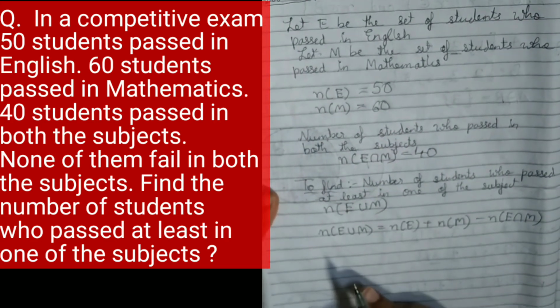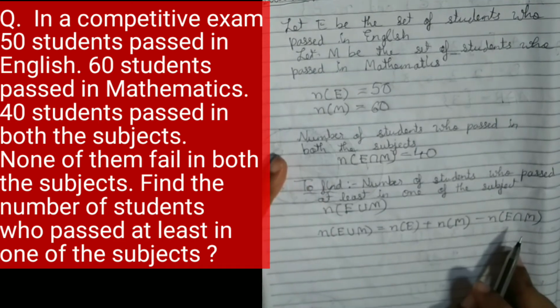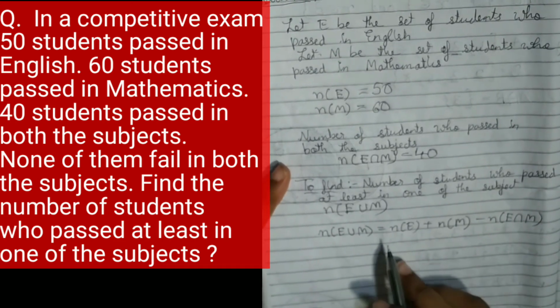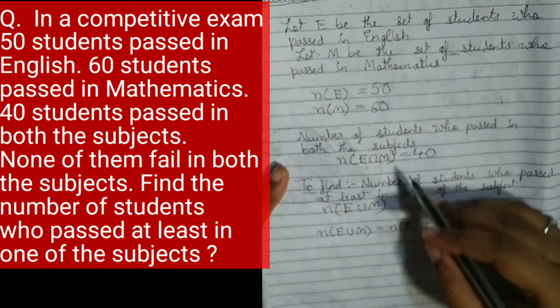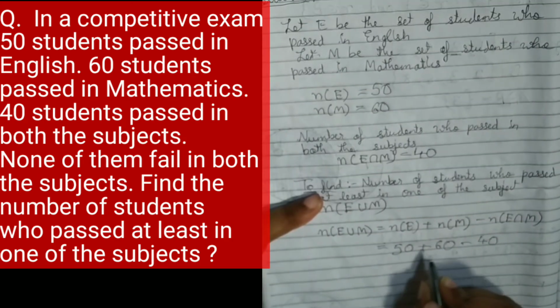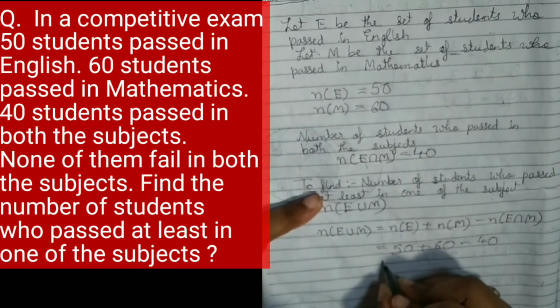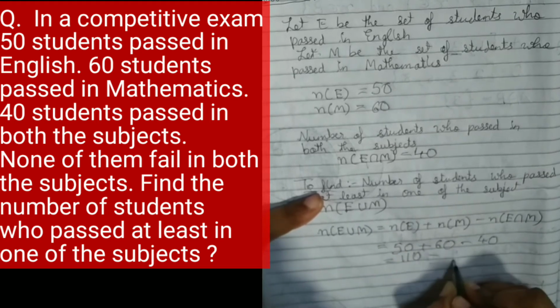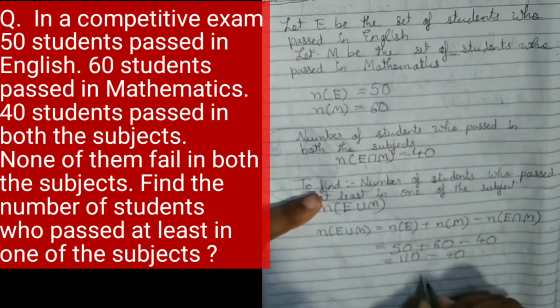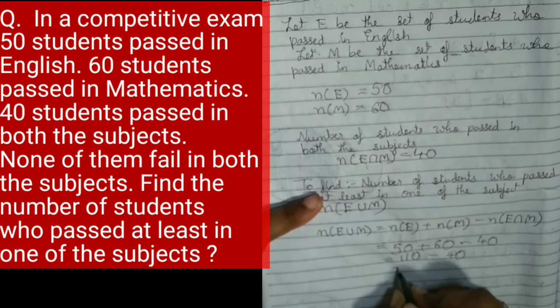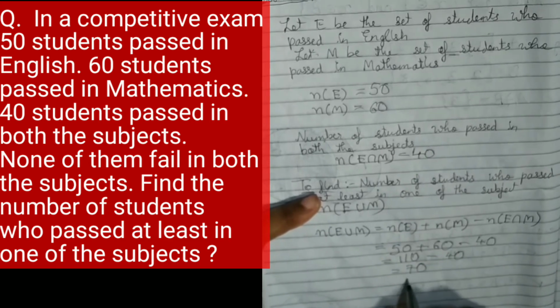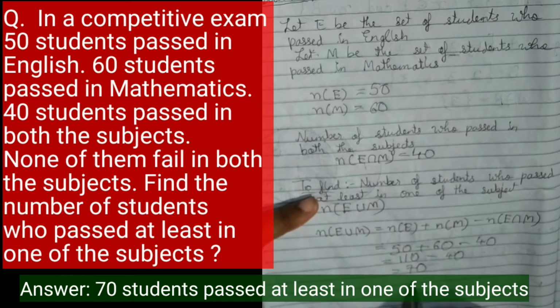Okay, so this is the formula we have studied just now. I have written the formula. Now we will substitute the values given in the question and solve it. 50 plus 60 is 110. 110 minus 40. What is 110 minus 40? Equal to 70. Okay. So therefore 70 students passed in at least one of the subjects.